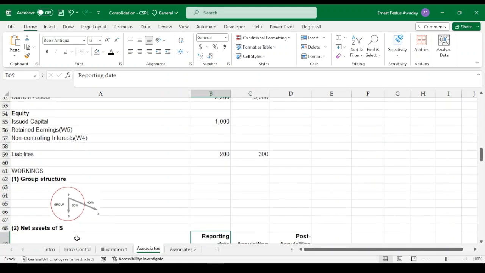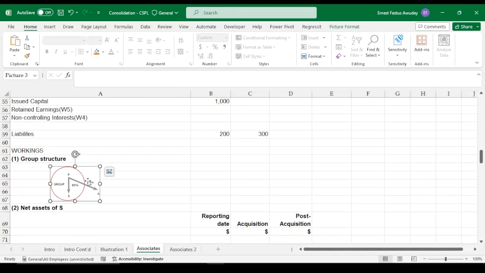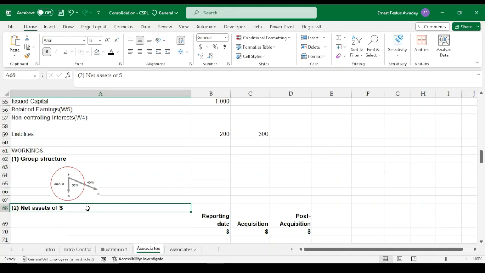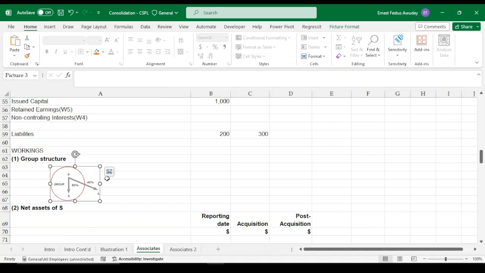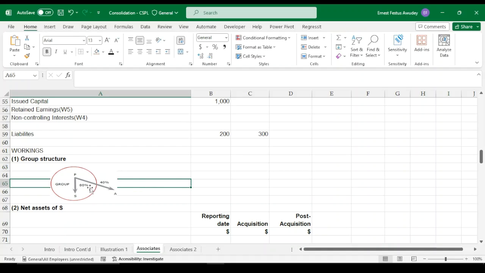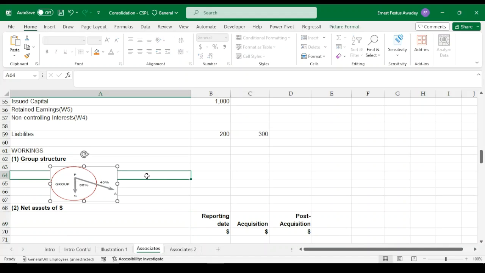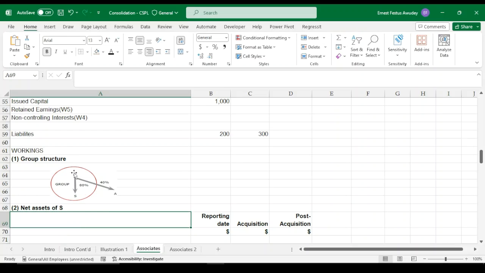So let's go to the workings and see what we have here. So my group structure is already here for me, right there. So this is how the group structure looks. You have the parent, which is P right here. Let me expand this a bit. Okay, so this is actually something I copied from online, so just bear with me. So we have the P here, which is our parent, buying 80% of S, and then P also buys 40% of A.